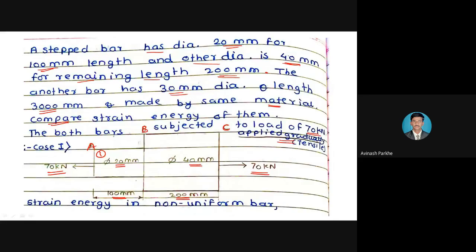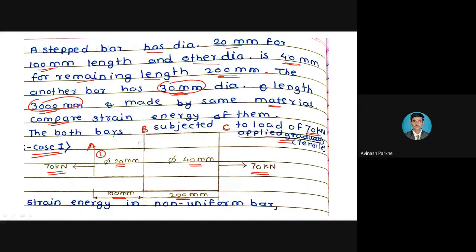Similarly, one more bar is given. In addition to this stepped bar, one more bar is given having diameter 30 mm and length 3000 mm. This is not a stepped bar. This is the plain bar. And this plain bar is also subjected to the load of 70 kilonewton which is applied gradually. We have to calculate the strain energy stored in the stepped bar, and also the strain energy stored in the plain bar. And then at the end, we have to compare it.